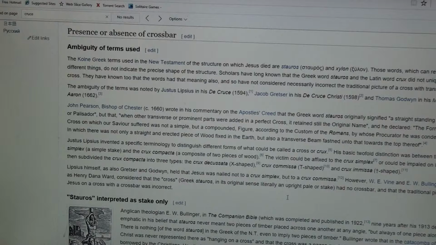However, W.E. Vine and E.W. Bullinger, as well as Henry Dana Ward, who are the authorities the Watchtower Society alludes to, considered that the cross, the Greek stauros, in its original sense literally meant an upright pale or stake, had no crossbar, and that the traditional picture of Jesus on a cross was incorrect.